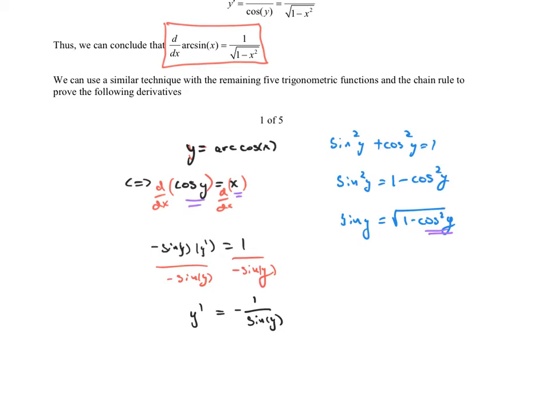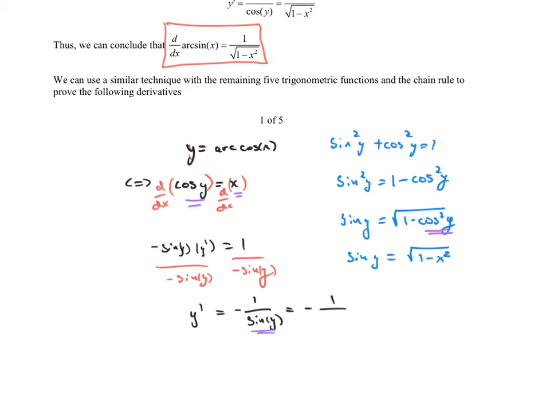We would have, come in here, this would be equal to negative 1 over, and then instead of sine of y, well, let me go back up here. We would have sine of y equals the square root of 1 minus x squared, if you're with me, because the cosine of y is just x right there. And now you want to go back and plug it in here to the actual derivative, negative 1 over sine of y. Well, we know what sine of y is.